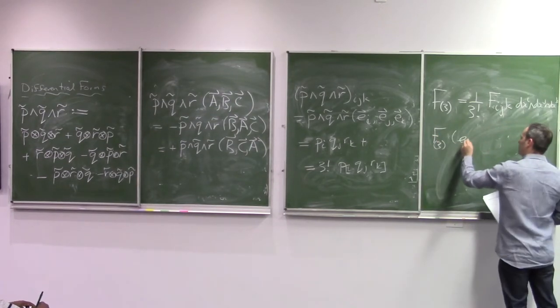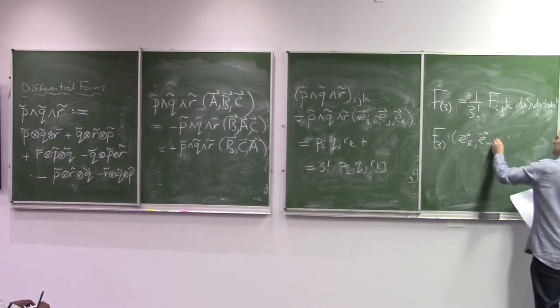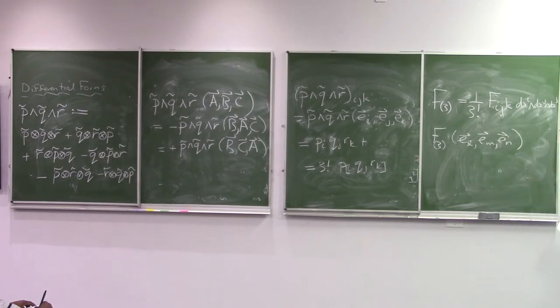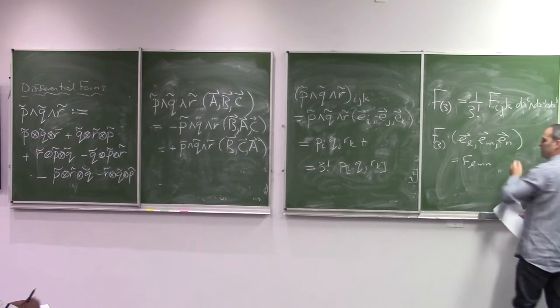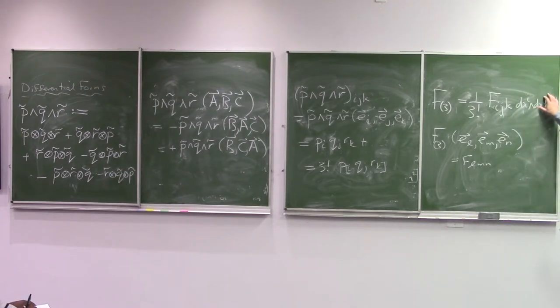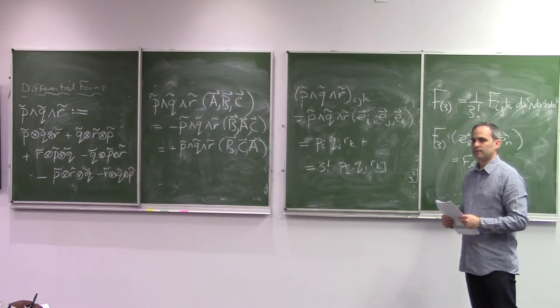let's say e_l, e_m, e_n, you can check that indeed that gives me f_lmn. Okay, so that's why we write it that way, so that when we feed it the basis vectors, the component comes out. Okay, any questions?